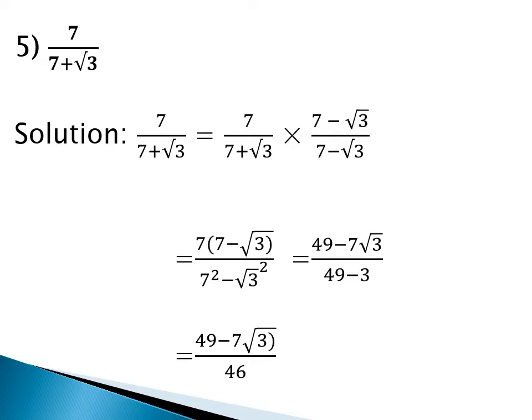Now what happened to the denominator term? Once again we will see. First it was plus and we multiplied with minus. So a plus b into a minus b. Again we got in the form a square minus b square. So a square means 7 square, b square means root 3 square. It is equal to 49 minus 3. So what is 49 minus 3? It is 46. So we got 46, a rational number, in the denominator.